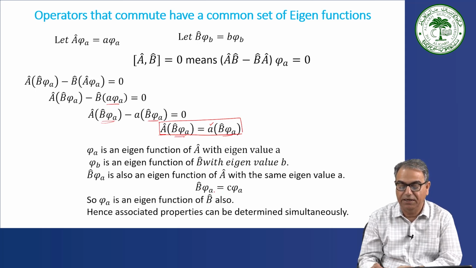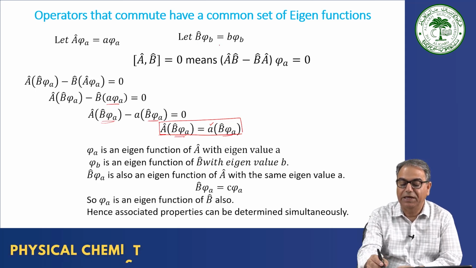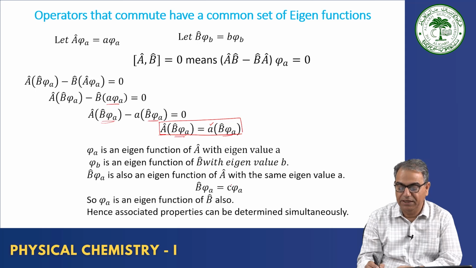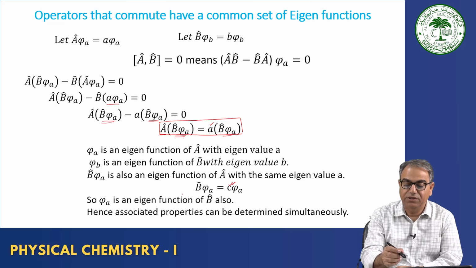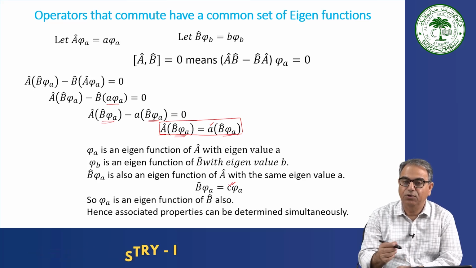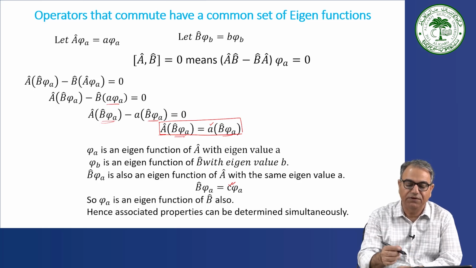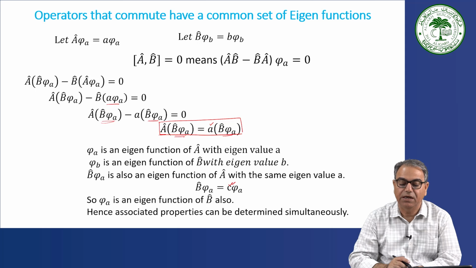When B is operated on phi A, it gives you a constant c, because B operated on phi B gives you b, but B operated on phi A gives you another constant c into phi A. So phi A is an eigenfunction of B also, and phi A is an eigenfunction of A also. So A and B both commute. If A and B commute, then phi A is an eigenfunction of A, and phi A is an eigenfunction of B also. So these are the eigenfunctions for operators A and B.